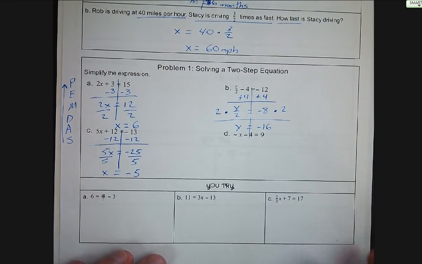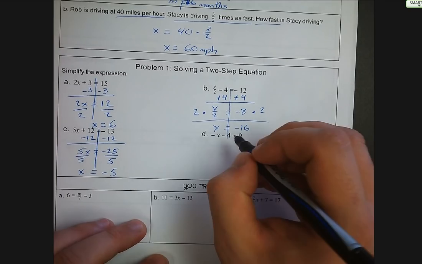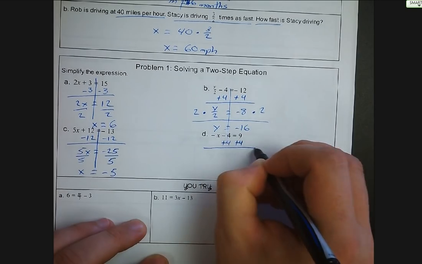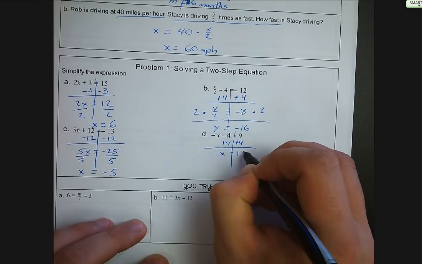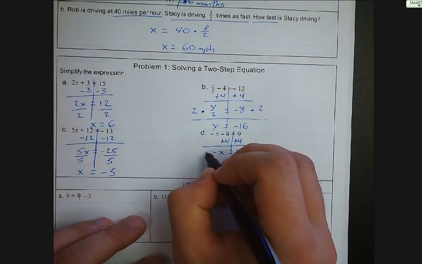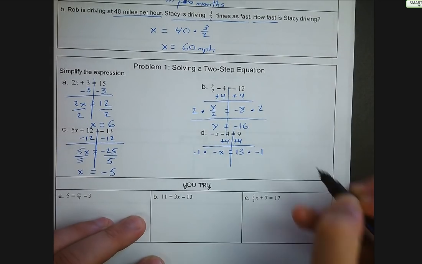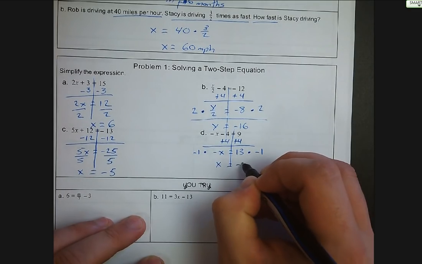All right, letter D, we have negative x minus 4 is equal to 9. So we're going to do the same thing. We're going to start with adding 4 to both sides. We end up with negative x. Make sure you don't lose that negative sign, is equal to 13. Well, negative x, well, that's just negative 1 times x. So we can just either multiply or divide by negative 1 if we remember that identity property, our multiplication property of negative 1, and we can take the opposite, and we've got x is equal to negative 13.